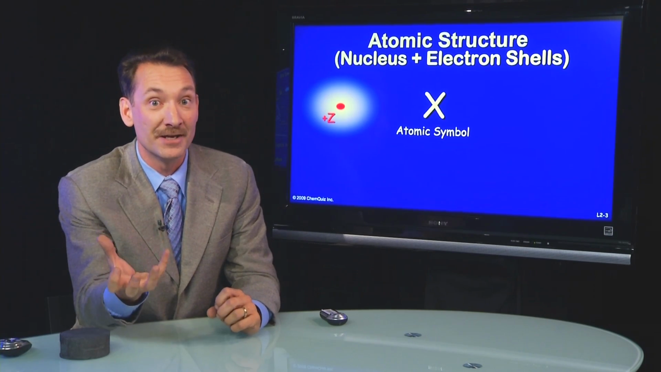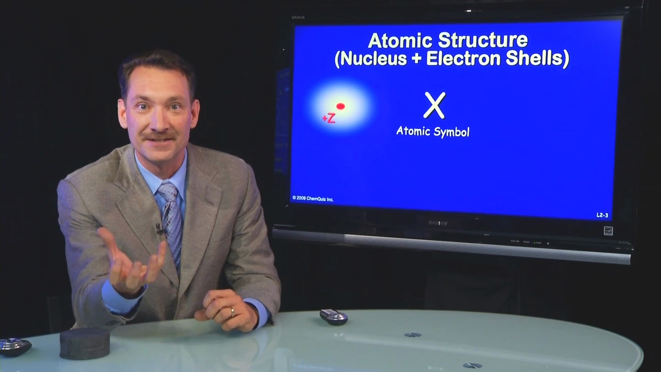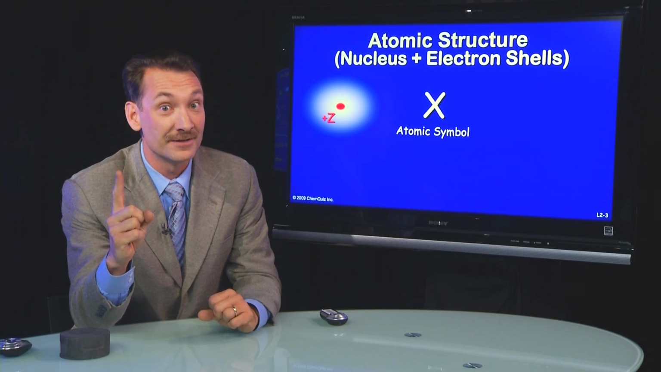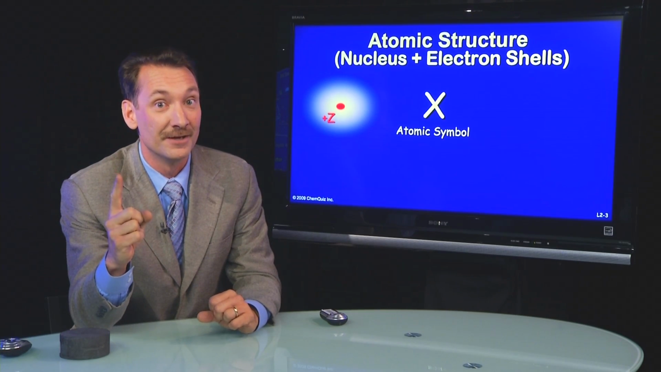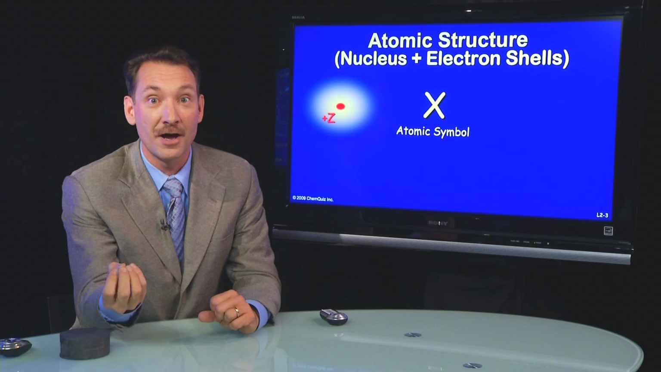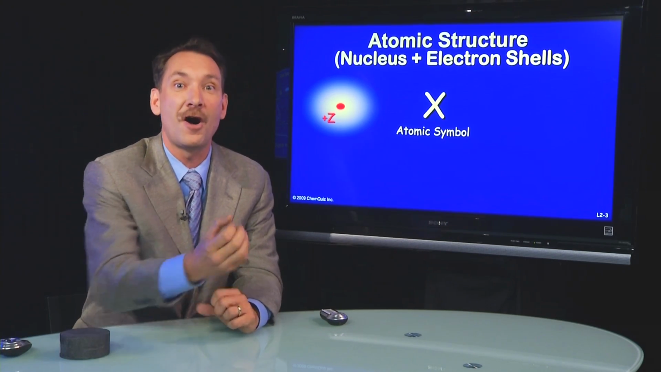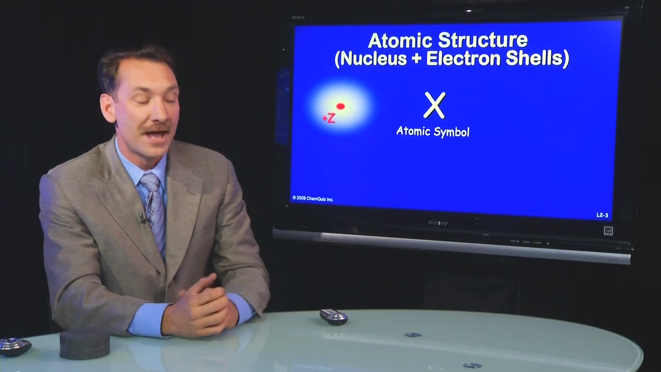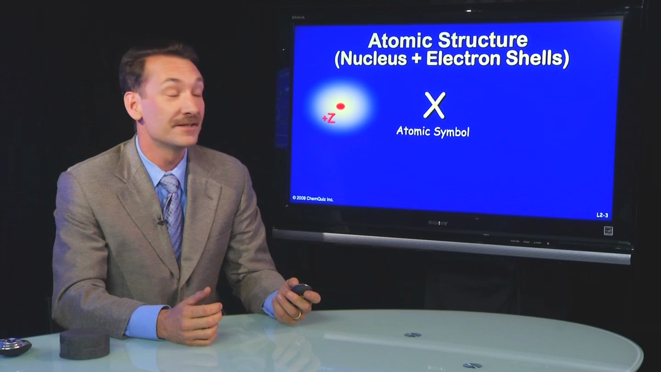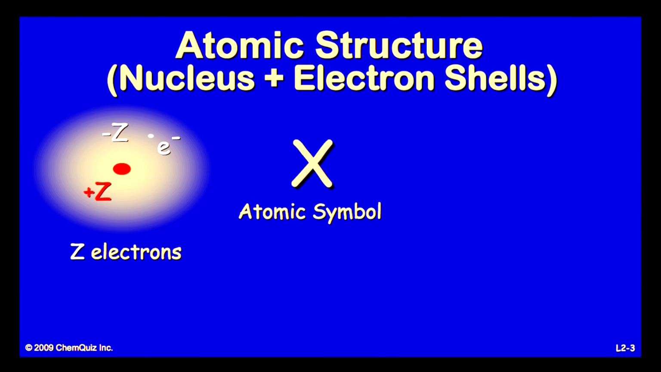You can have carbon that has different masses. It's just the protons that determine the element carbon, but with different numbers of neutrons, you'll have different masses, all of them carbon. Now, that positively charged nucleus is surrounded by electrons that are negatively charged.